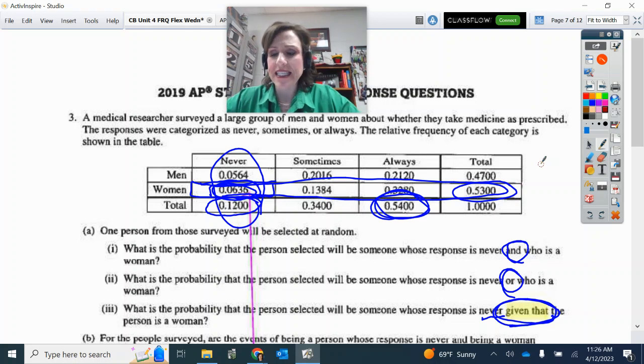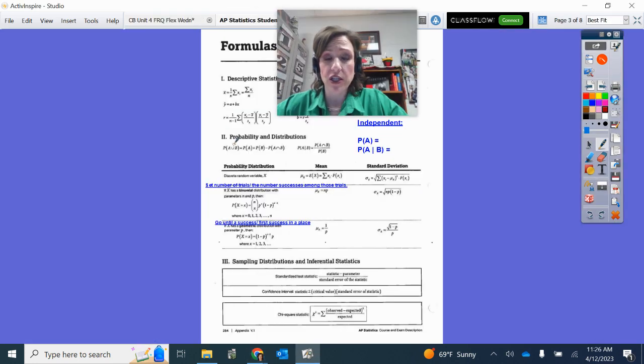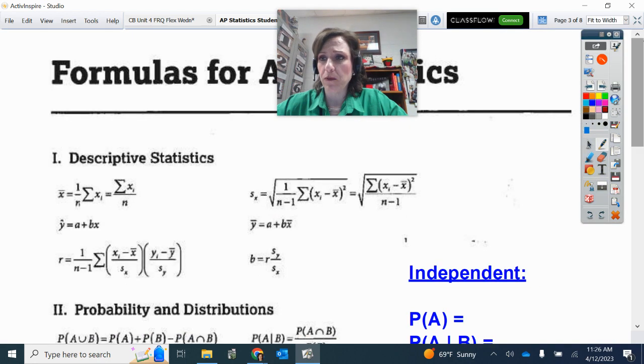All right, let's look at our 2019 problem number 3. This one was heavy with probabilities, and you also are going to want to be using the formula chart. It has conditional and independent probabilities. So let's take a look at this real quick before we get started.